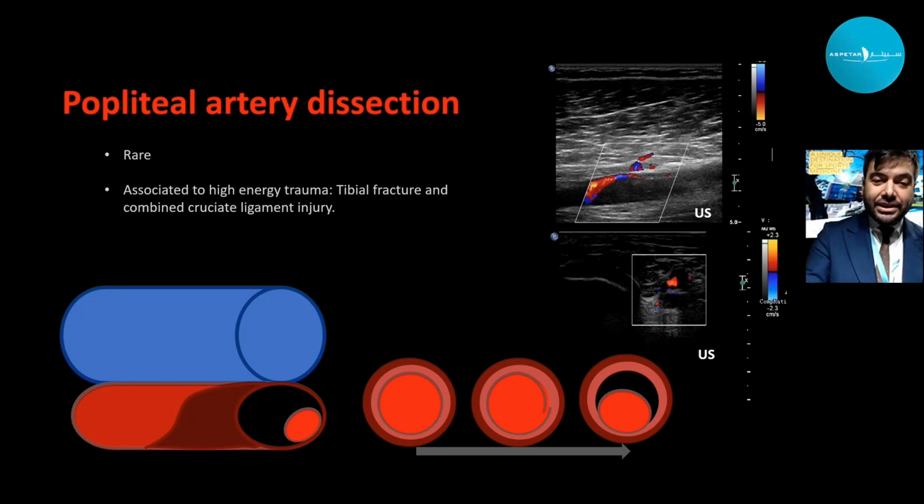So the inner layer of the artery wall breaks. So the blood goes inside the artery wall and collapses the lumen of the blood vessel. It can create a strong compromise of the circulation and also severe ischemia. So be careful with the combined cruciate ligament injury, big knee trauma. Think about a potential injury of the popliteal artery.